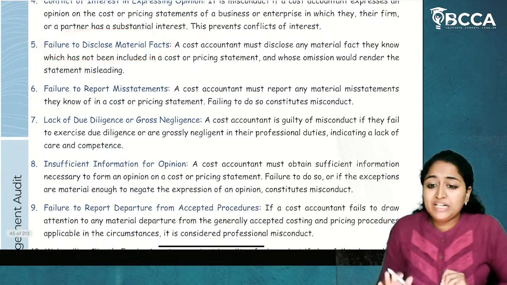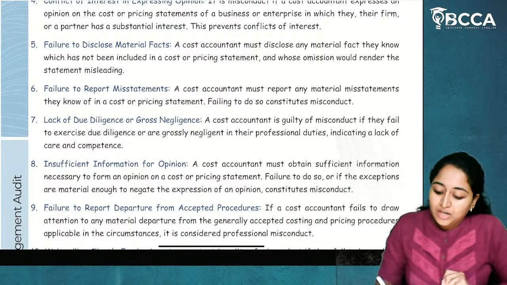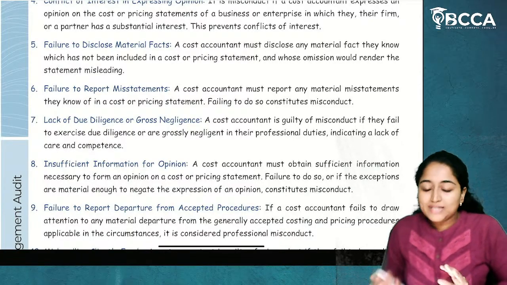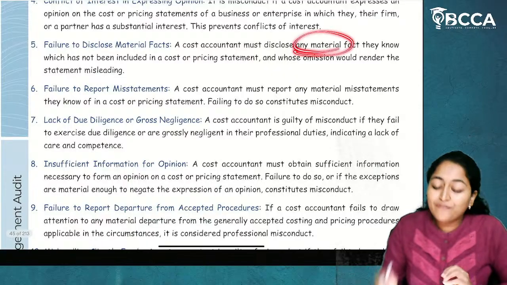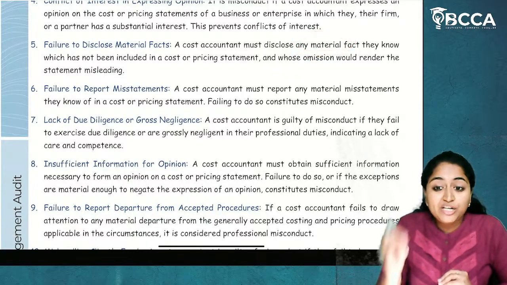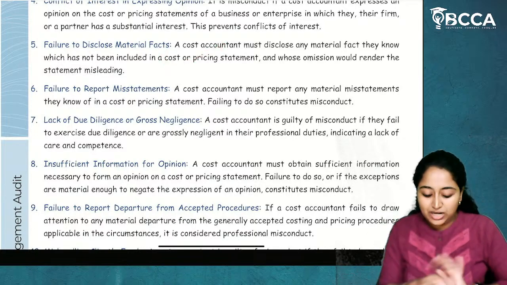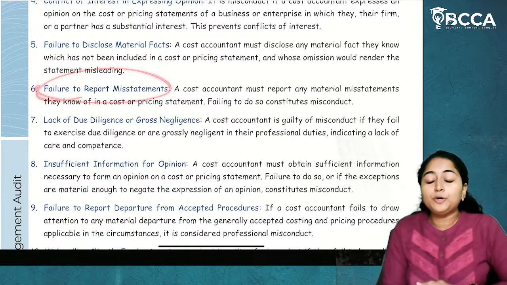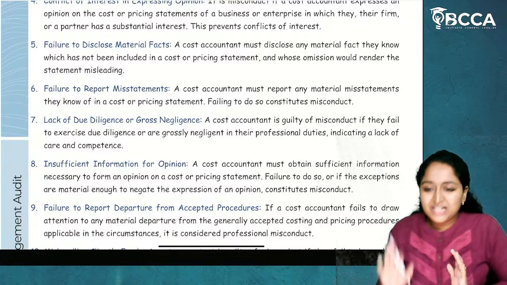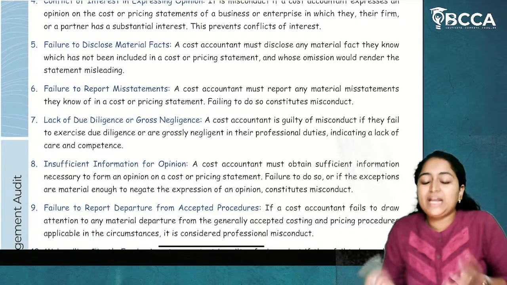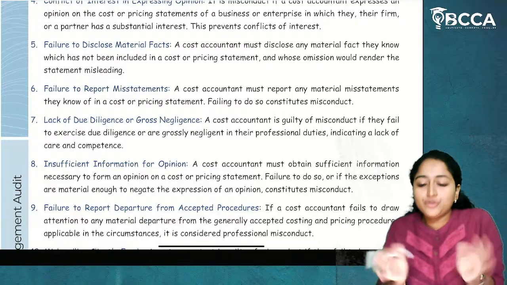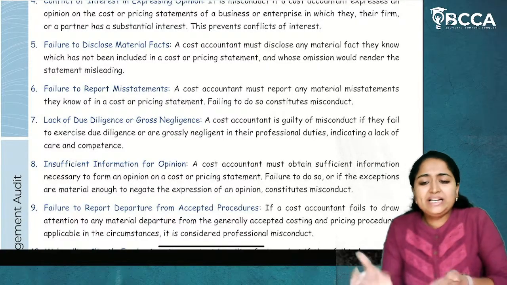Failure to disclose material facts. If you have given the record statements, verified them, and you have not disclosed any material information willfully or unwillfully, then it is a professional misconduct. Failure to report misstatements. Due to any reason, if you have made a misstatement and you have forgotten to disclose it, or you have neglected it.